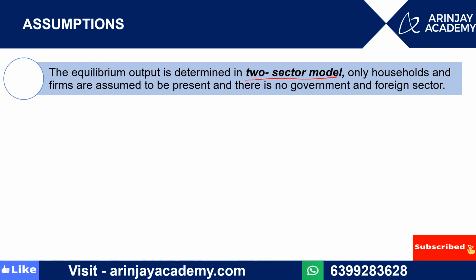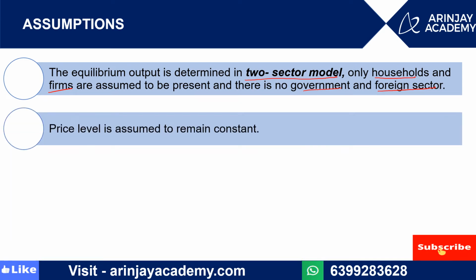That means we are dealing only and only with households and the firms. The other two sectors, that is the government and foreign sector, we have assumed that they are not present, or don't have any interference. So this equilibrium output is determined in two sector model. That is the first assumption.